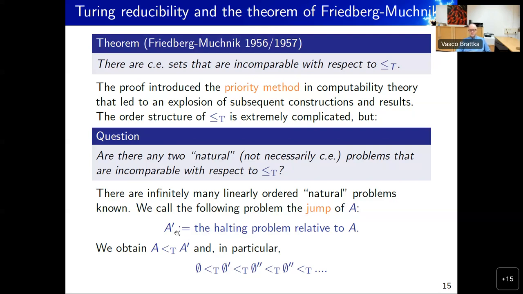Namely, they can be defined with the help of what is called the jump of a set. So the jump of a set A is just the halting problem relative to A. So that means the question, does a certain program on a certain input halt? But here the program is now allowed to use the oracle A as an additional resource. And the question is, does such a program halt? The jump of a set is more complicated than the original set. And so starting from the empty set, we get an increasing chain of more and more complicated problems, but they are all linearly ordered. Whereas this incomparability here tells us that Turing reducibility is anything but a linear order. So it's a very complicated order. Even on the CE sets, it's not total.